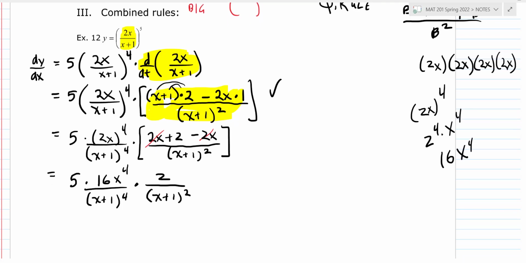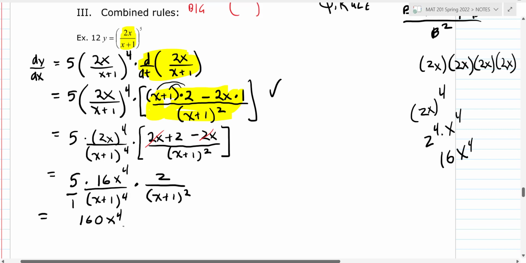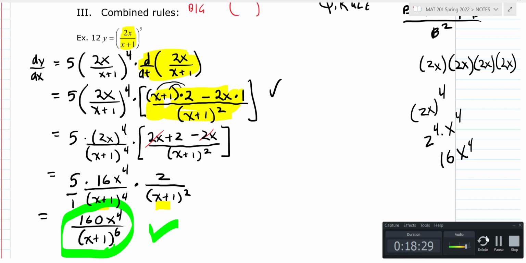Right? So the only other thing I can really do on this, you can just multiply this all straight across. These are 3 fractions multiplied straight across. So you've got 5 times 2 is 10. 10 times 16 would be 160 x to the 4th. And then notice that these things right here are really like terms, so you just add the exponents on that. So this would be x plus 1 to the 6th power, and then that would be a great simplified answer right there then. Okay, so that's a good example of one where you're doing combined rules. You have a chain rule and you have a quotient rule within the same problem.